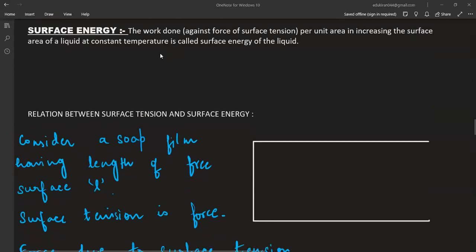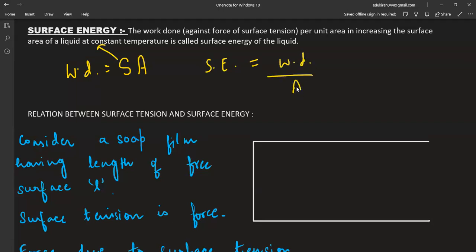So surface energy is basically the work done by the surface tension in order to overcome the area. That's what is called surface energy. So the work done against the force of surface tension per unit area in increasing the surface area of a liquid at constant temperature is called the surface energy of the liquid. Means this is surface energy, not surface tension. So surface energy will be equal to work done per unit area.